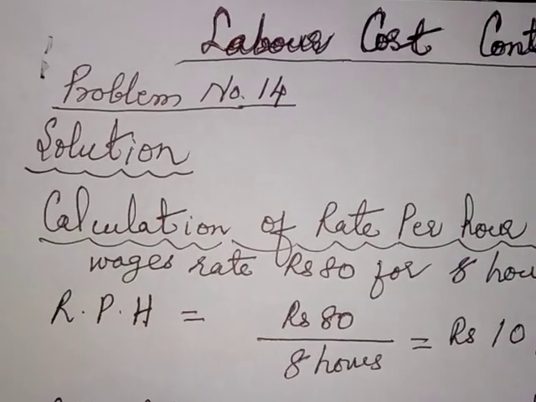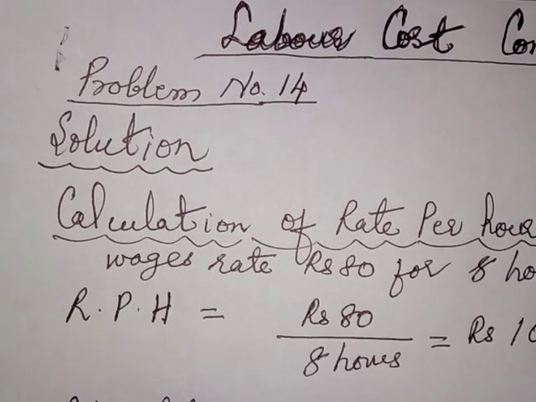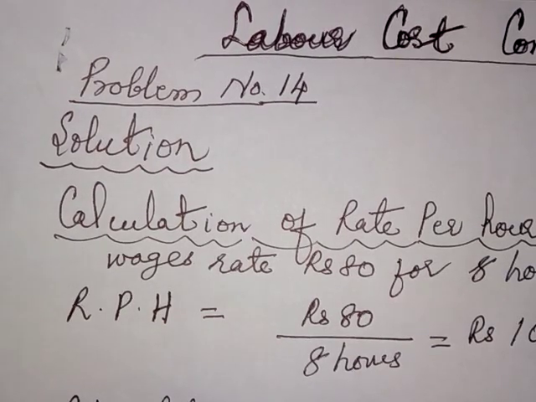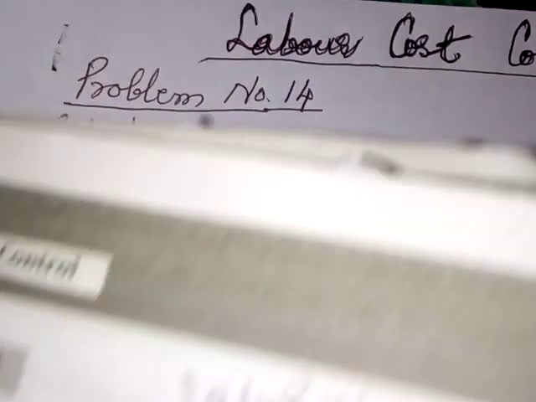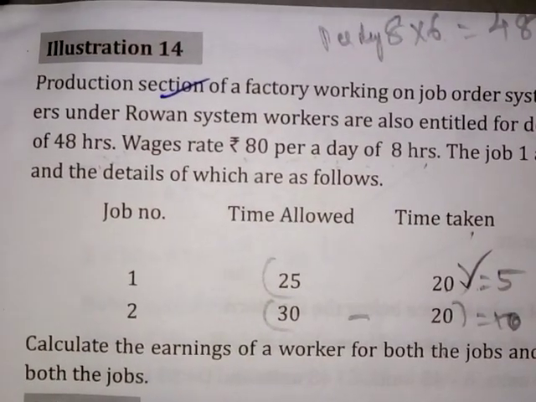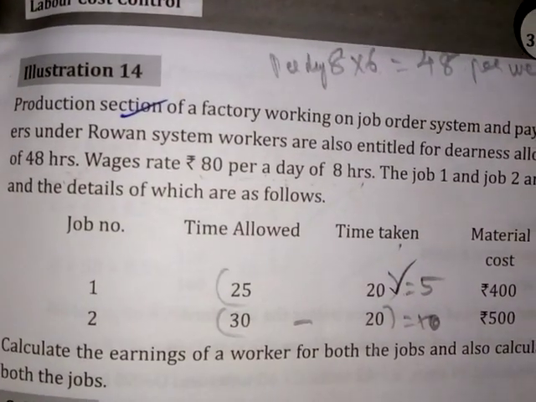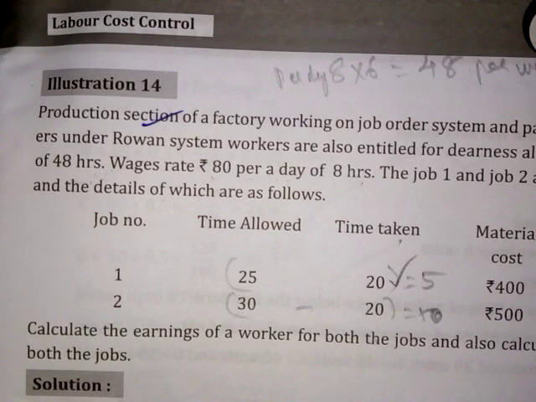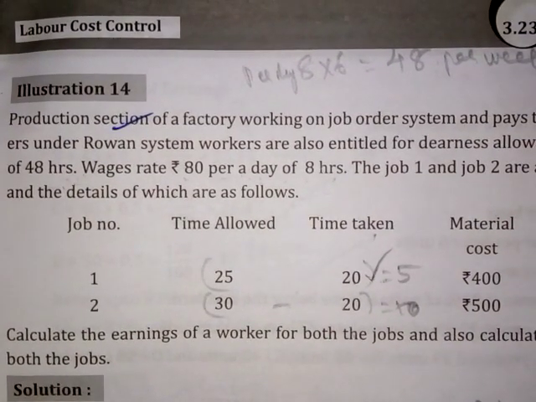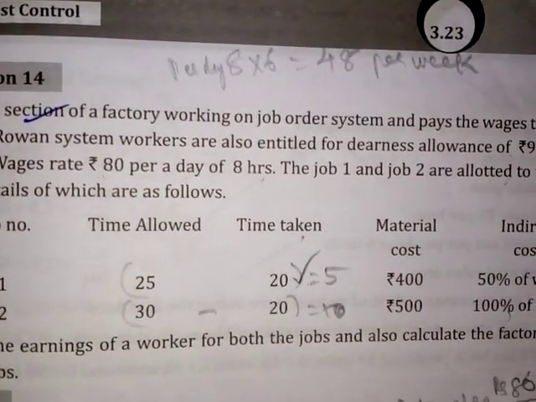In today's problem number 14, we need to calculate the earnings of job number 1 and job number 2 under Rowan system. Here for job number 1, the information given is time allowed 25, time taken 25, the material cost is 400, and indirect cost 50% of wages.